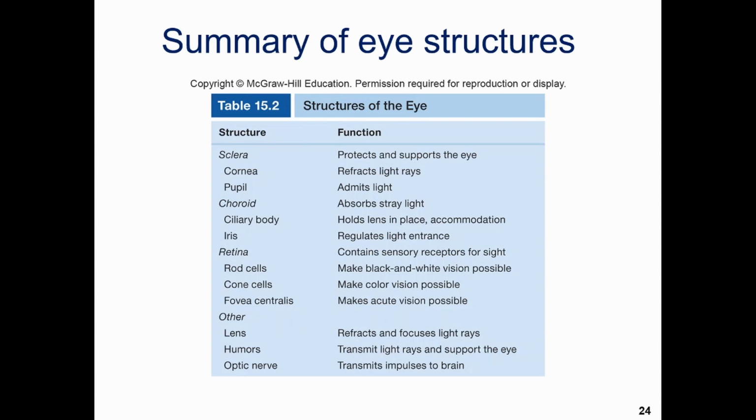Some other structures that are not part of any particular layer are the lens, which is a really important piece, right? It's going to refract and focus light back on that fovea centralis. The humors, right? The gel-like and fluid-like fillings for both compartments. And then the optic nerve, which is going to take all this visual information and send it to the brain.